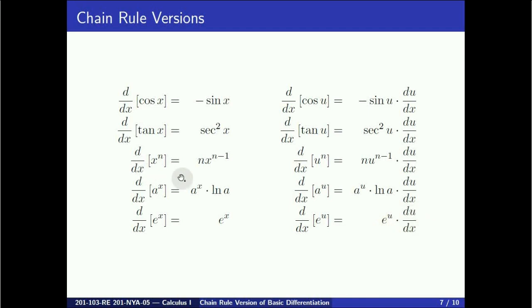Note that the third rule on the left is the power rule. On the right, you find its chain rule version, also called the generalized power rule. It says that the derivative with respect to x of u to the n is n times u to the n minus 1 times du dx. It is that rule that we have used in our first example to differentiate (x squared minus 3) cubed, because it is of the form u to the n with this time n equals 3.